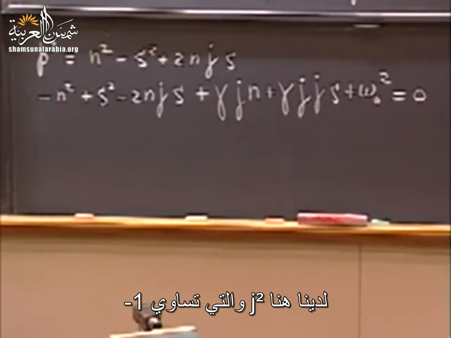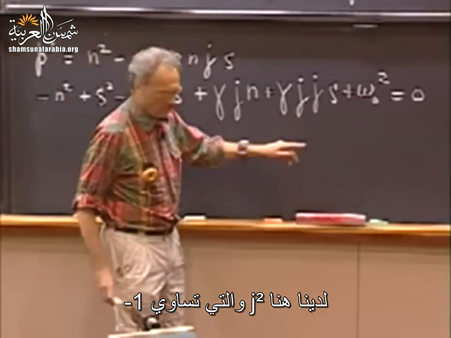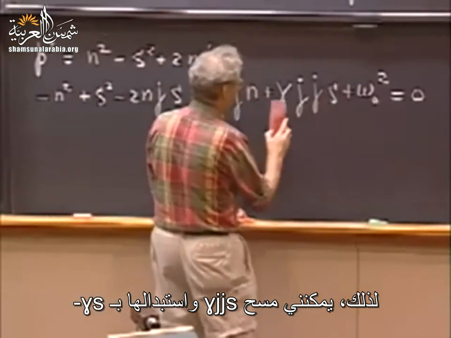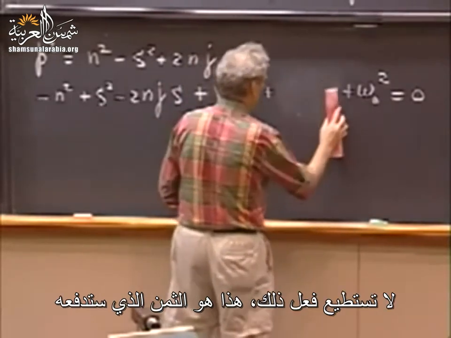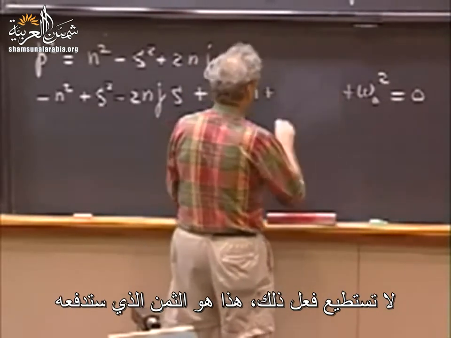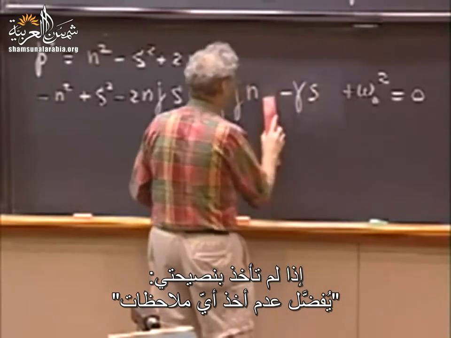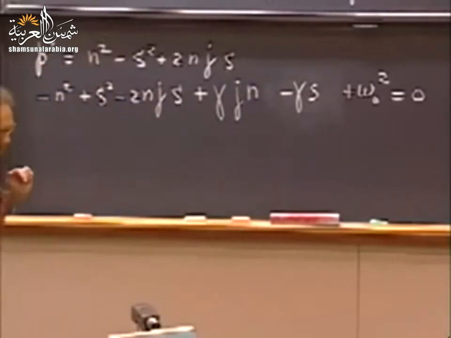I have here j squared. j squared is minus 1. So I can erase this and replace it by minus gamma s. You cannot do that, but that's the price you pay if you didn't take my advice not to take any notes. So this is minus gamma s.